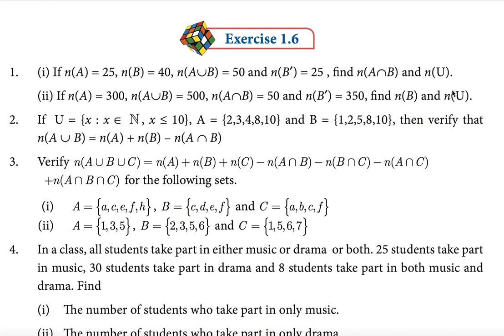So n of A union B equals n of A plus n of B minus n of A intersection B, right? So n of A intersection B is nothing but n of A plus n of B minus n of A union B. So 65 minus 50, that is 15, right? And n of U is the universal set, right? Okay. How to find the universal set?